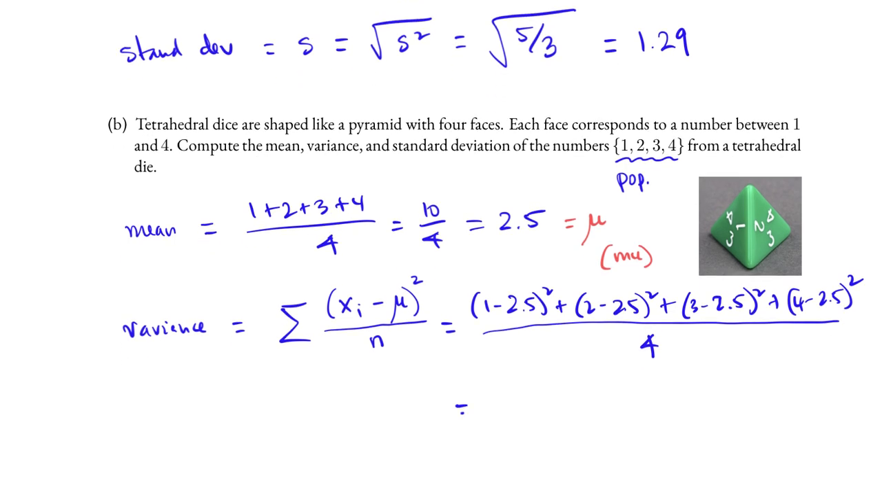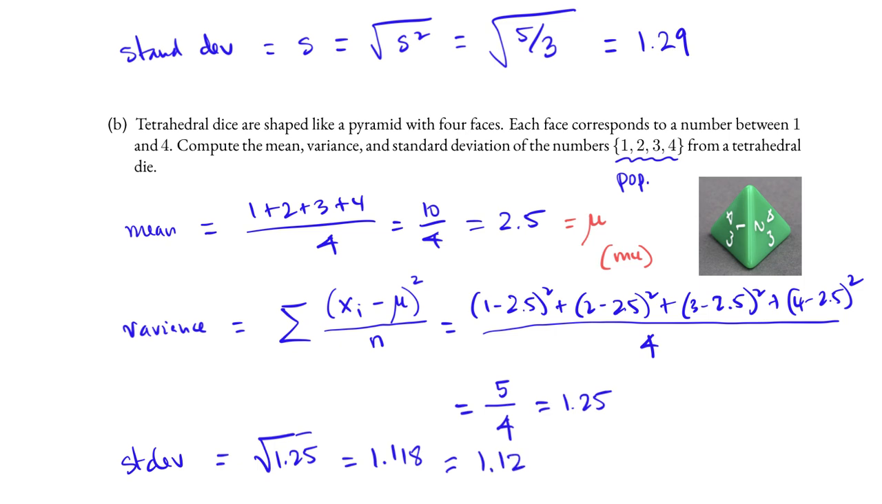In the numerator, the sum of all the deviations squared is 5. It is the same numerator we got earlier, but this time we divide by 4. 5 divided by 4 is 1.25. The standard deviation of the population is the square root of the variance, which is the square root of 1.25. And the square root of 1.25 is 1.118. If we round it to 2 decimal places, it is 1.12.